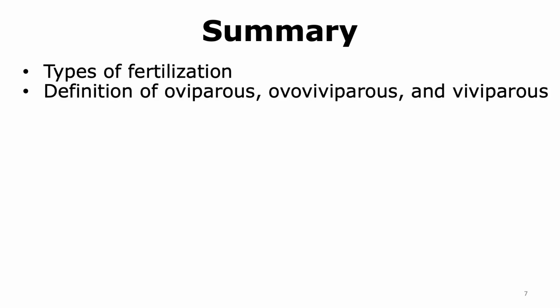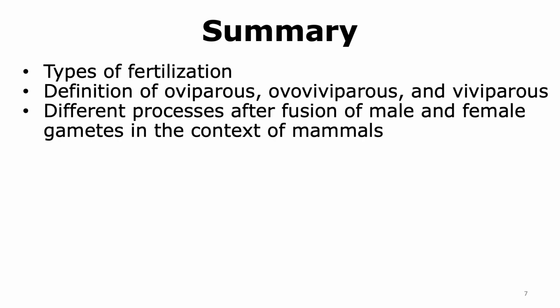With this, we come to the end of our talk, where we learned about the two types of fertilization and what are oviparous, ovoviviparous, and viviparous animals. We further learned about different processes that occur after the fusion of male and female gametes in the context of mammals.